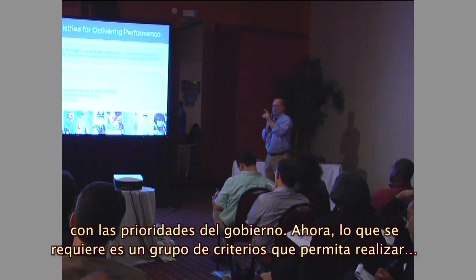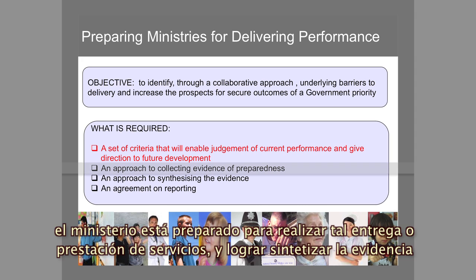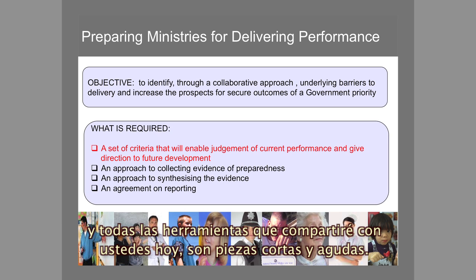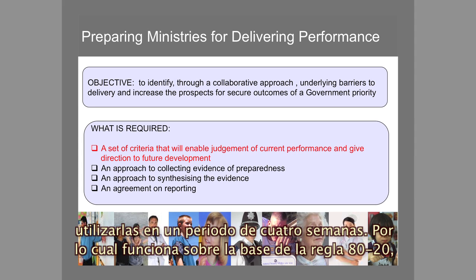Now, what's required? What's required is a set of criteria that would enable you to make that judgment. Having established what criteria you'd be using to make that judgment, you then need an approach to collecting evidence about the extent to which the department or the ministry is prepared to do that delivery, an approach to synthesizing that evidence, and some sort of an agreement about what sort of report. Now, this particular tool, and all of the tools that I'll be sharing with you today, are all short, sharp pieces of work. They're all 4 weeks, 6 weeks, certainly no longer than 8 weeks. And we would normally be looking for these to be used in a 4-week period. And this particular one is definitely. So it works on the basis of an 80-20 rule.